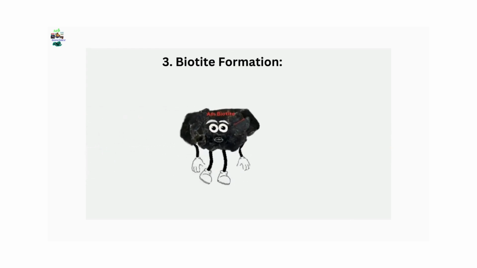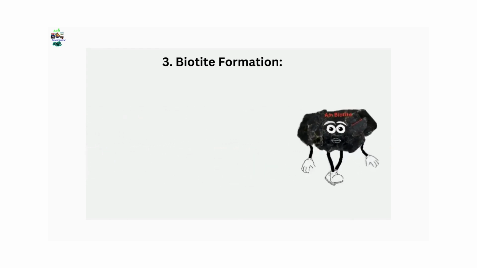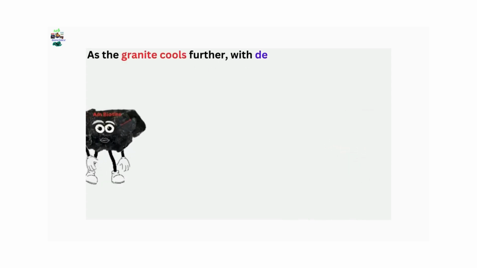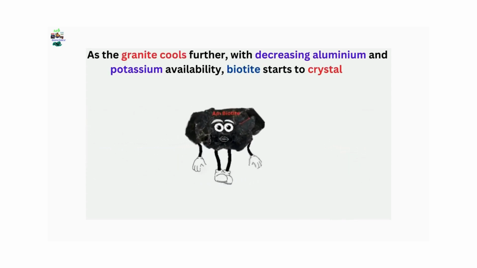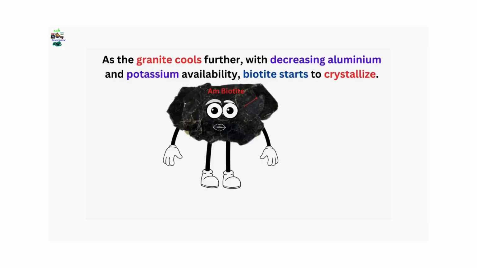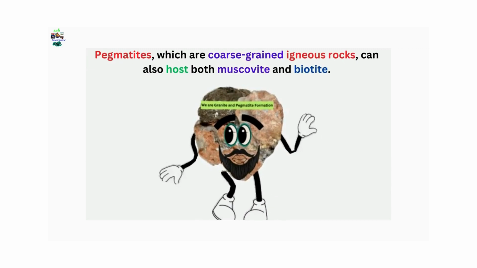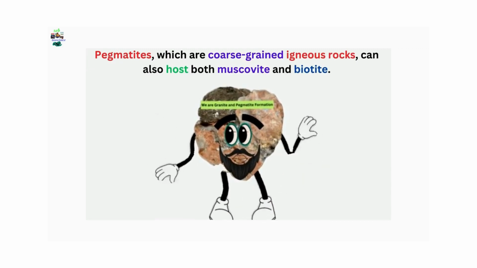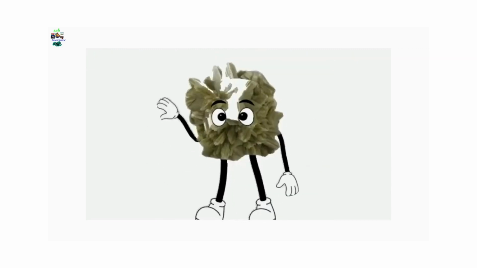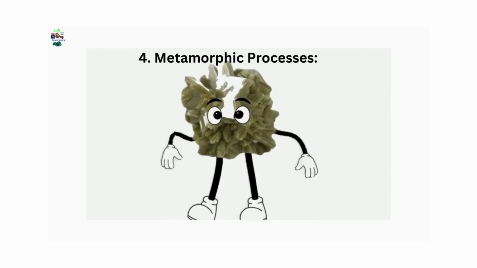The third important paragenesis of the mica minerals is biotite formation. As the granite cools further, with decreasing aluminum and potassium availability, biotite starts to crystallize. Biotite is typically found in the inner zones of granite. Pegmatites, which are coarse-grained igneous rocks, can also host both muscovite and biotite.